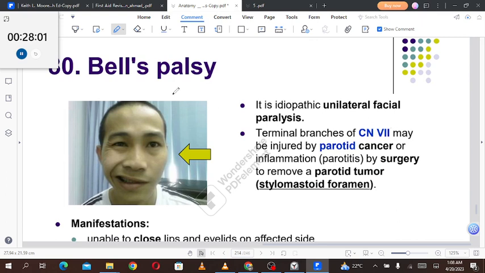Okay, what is Bell's palsy? That is the 80th point. So that is about Bell's palsy. It is idiopathic, a very important point. If we are labeling it Bell's palsy, it is supposed to be idiopathic. It is idiopathic unilateral facial paralysis.